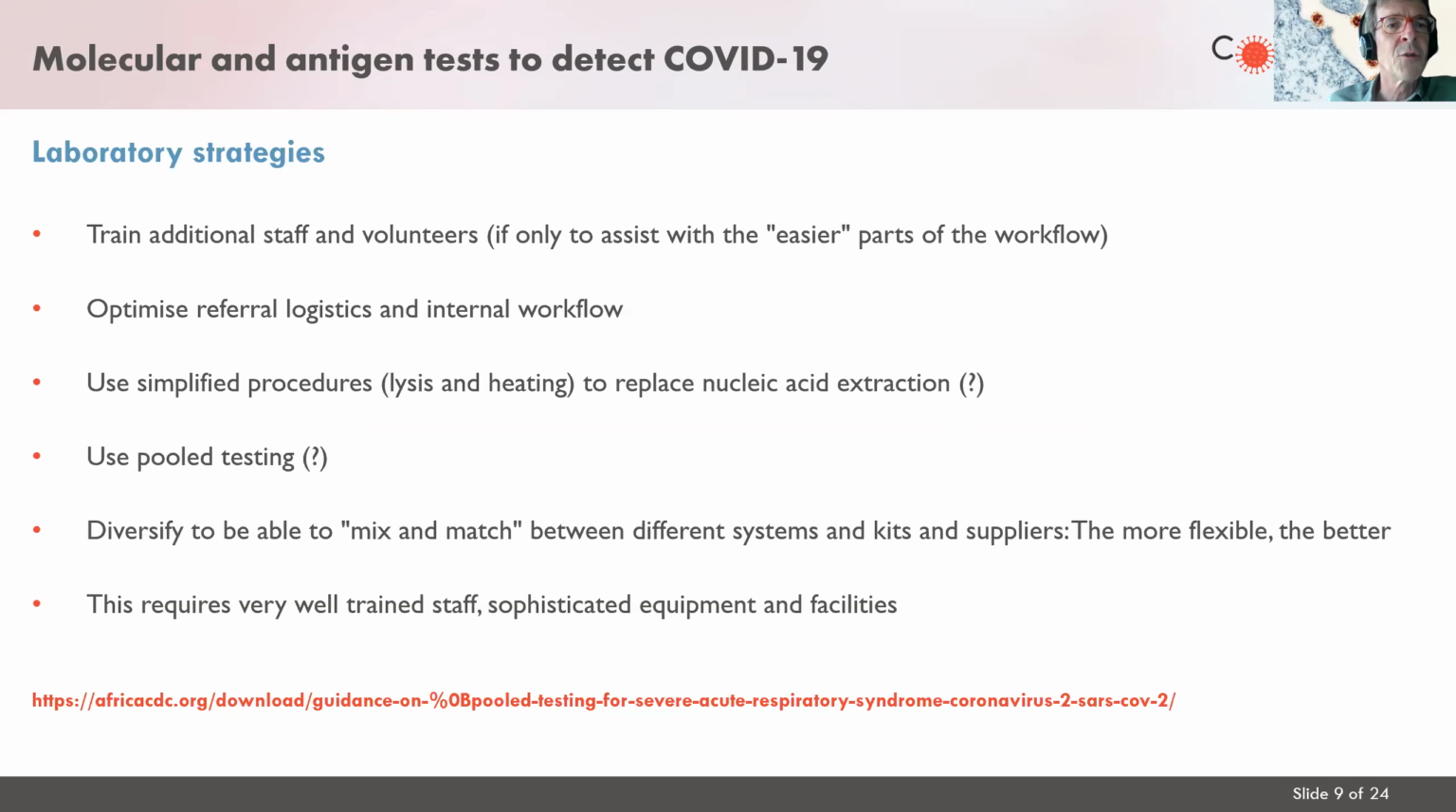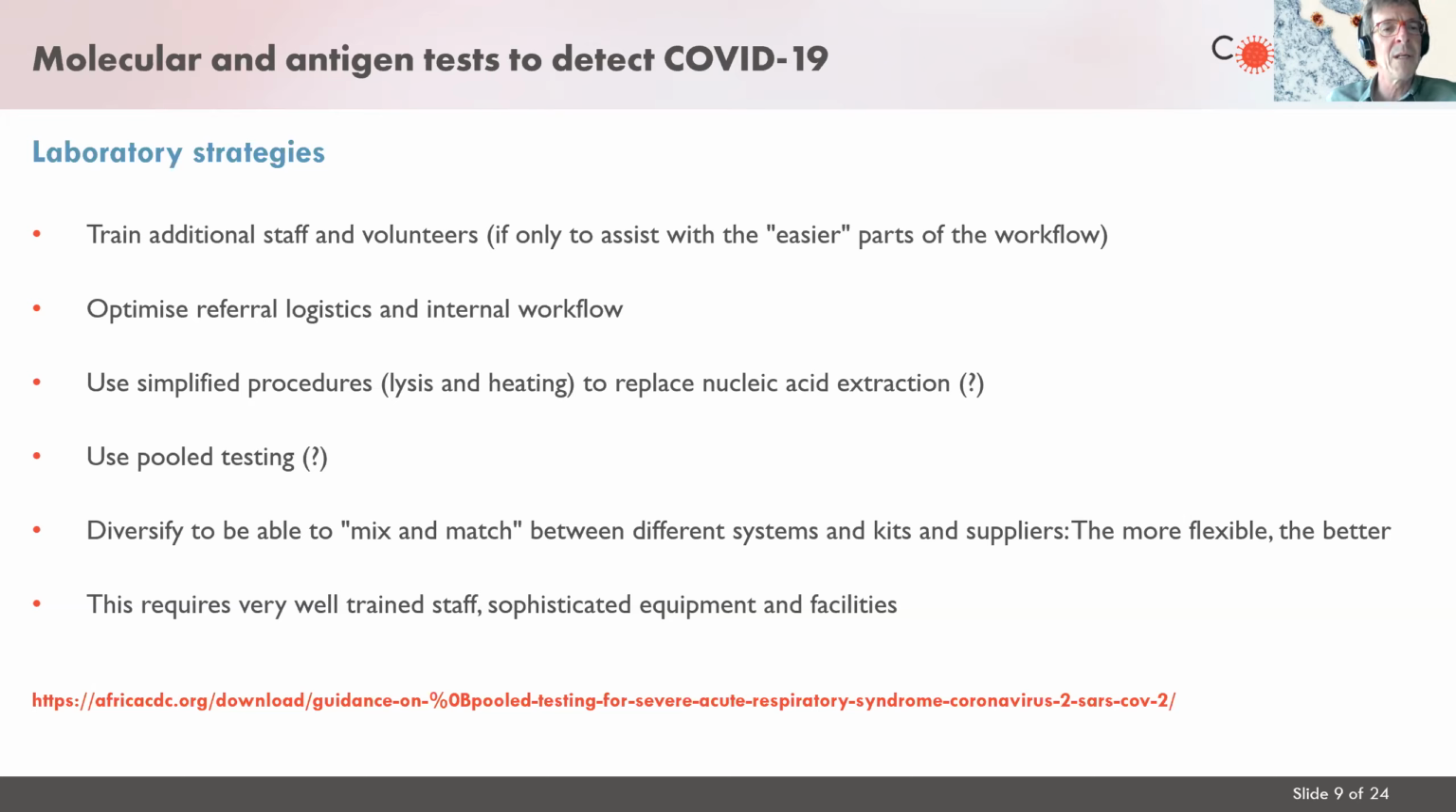So what do labs do to work around these issues? You need people, train additional staff and volunteers, and that's something we've done. And it was absolutely amazing to see how people came forward from other departments, other laboratories, but also from outside, trying to help. Of course, they will not be able to replace highly skilled and trained and experienced molecular scientists and technologists, but they can take over certain other aspects of the workflow and still make a huge difference. We realized that we had to optimize referral logistics and internal workflows, and we did so, and it made a big difference.